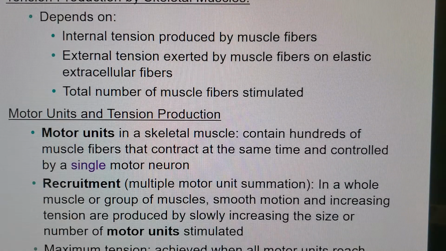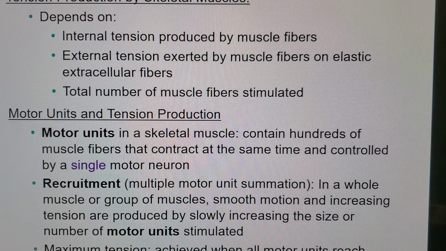Again, tension in skeletal muscles is going to depend on the internal tension produced by the muscle fibers, the external tension exerted by muscle fibers on the elastic extracellular fibers, and then the total number of fibers stimulated. So if a stimulation is above a certain threshold, the fiber will contract. If it is below that threshold, the fiber does not contract. A motor unit in a skeletal muscle might contain hundreds of muscle fibers connected to the same single motor neuron.